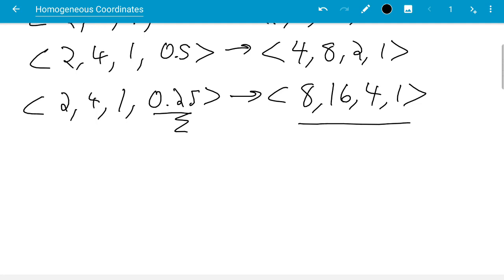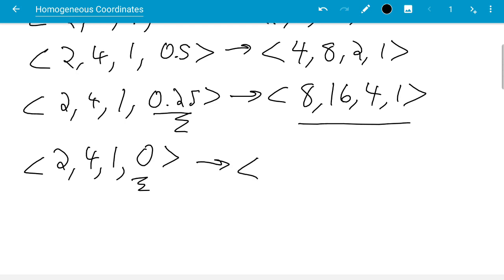So that's kind of cool. But we need to keep going further in order to find out what this means. Because if we go further and further, 0.25, 0.125, lower and lower, let's go to the extreme. What if we wrote a valid coordinate like this, where we have a 0 as our w value? We cannot really normalize this. If we were to normalize this, right, what's 2 divided by 0? I don't know, infinity maybe?